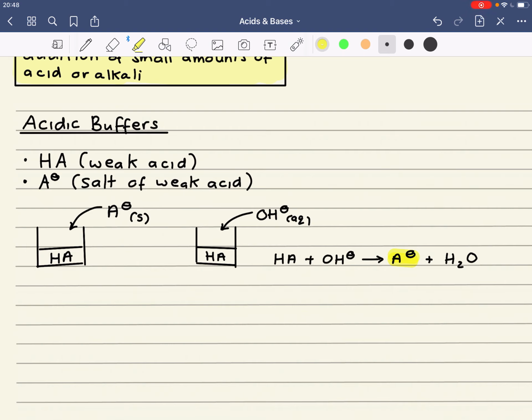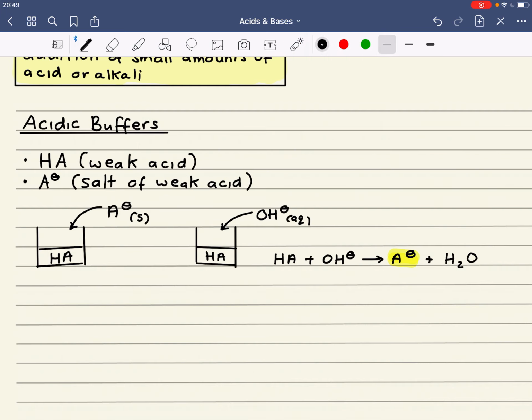So they're the two ways in which you can make an acidic buffer. You add a fixed amount of solid A- to a weak acid in order to produce significant quantities of both of these, or you can add hydroxide ions to an excess of weak acid, and again, by doing so, you'll get significant quantities of each of these.